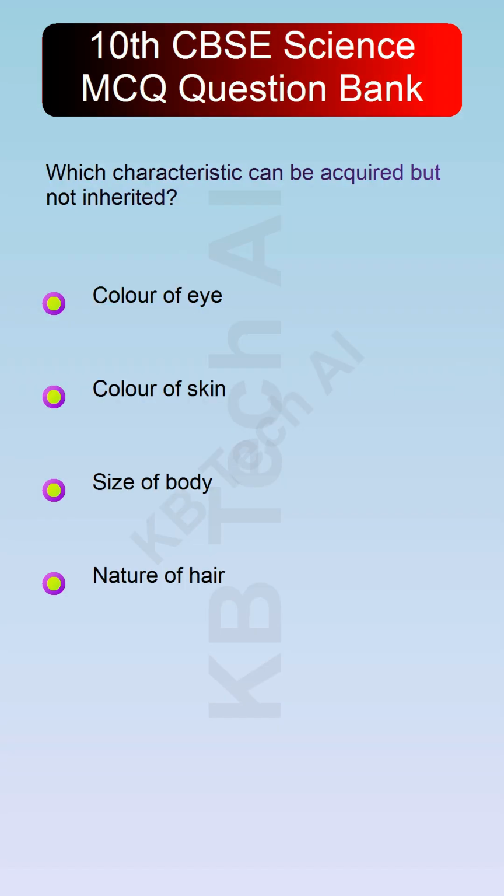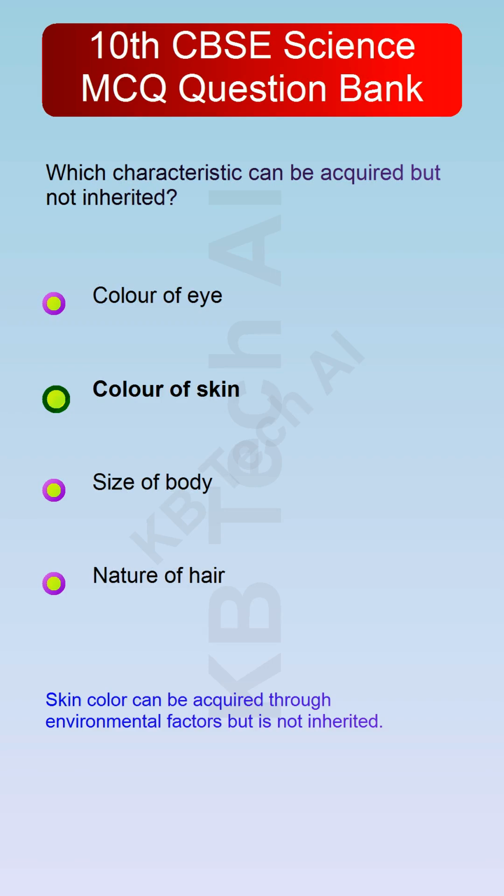Which characteristic can be acquired but not inherited? Option 1, color of eye. Option 2, color of skin. Option 3, size of body. Option 4, nature of hair. The answer is, option 2, color of skin.